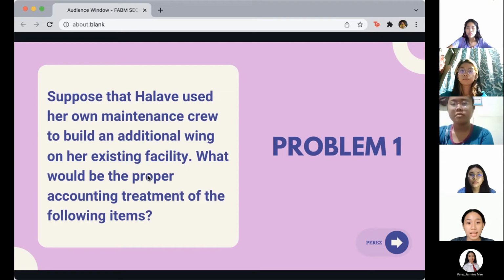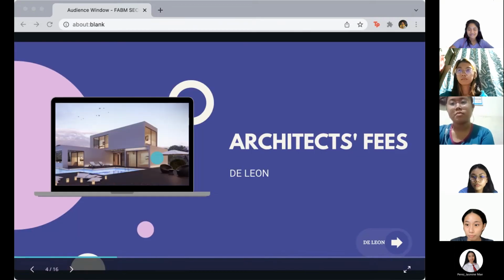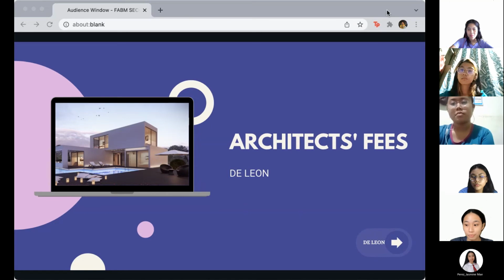Problem 1. Suppose that Halave used her own maintenance crew to build an additional wing on her existing facility. What would be the proper accounting treatment of the following items? Architect's fees. Halave wants to build another wing to her present facility with the help of her own maintenance crew, which means that they will construct a valuable asset that will be part of the company's economic resources.